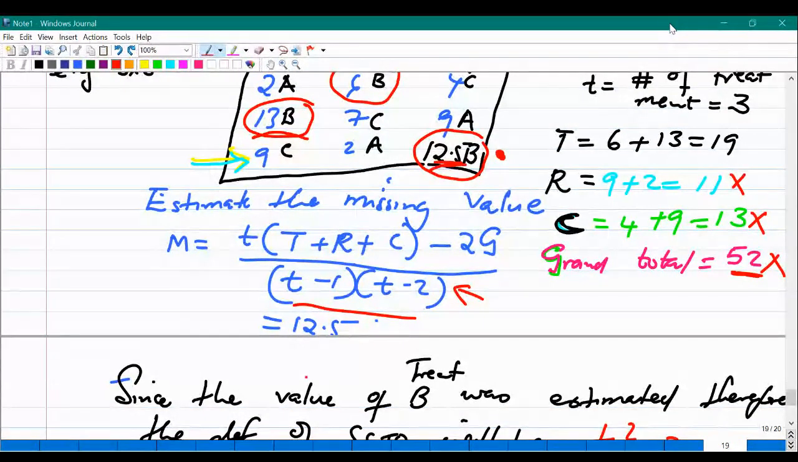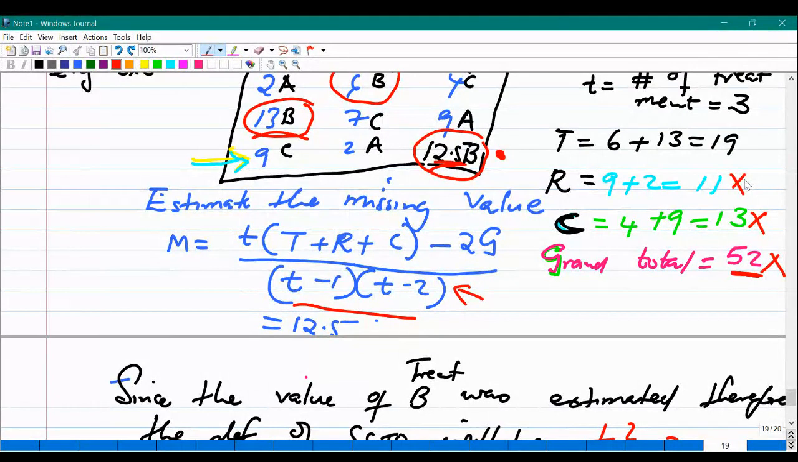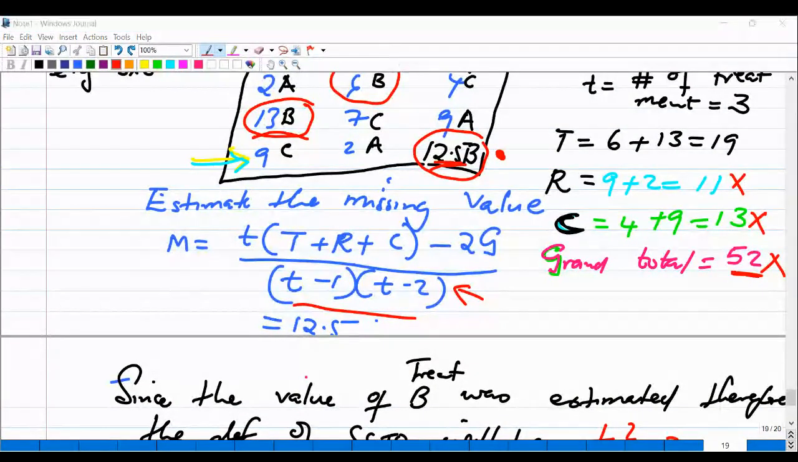So what's going to happen if you have two missing values? We don't get up to that level. It's out of the scope for level 3, so you should not worry about that one.